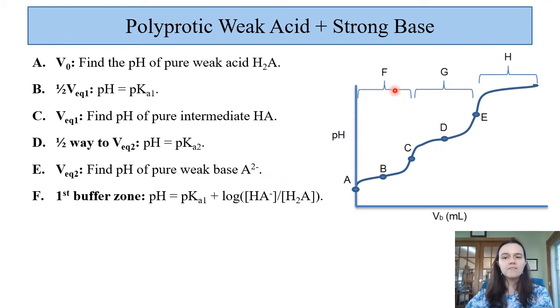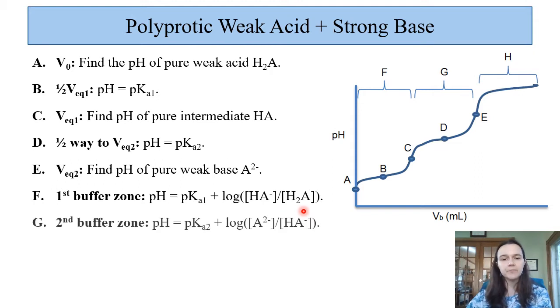In zone F, we have our first buffer zone where pH equals pKa1 plus log of the basic form, which in this case is the intermediate HA-, divided by the fully acidic form. In the G region, which is our second buffer zone, we still have a buffer, right? But now we're talking about pKa2 and A2- and HA as the acid-base pair.